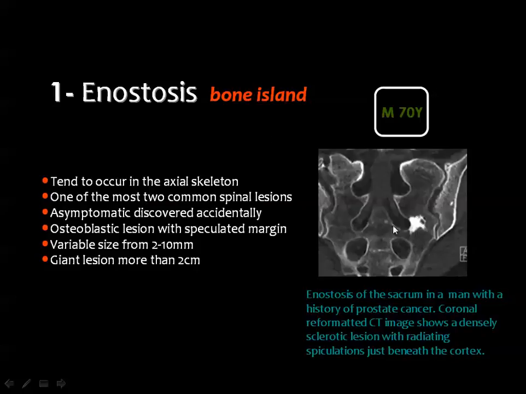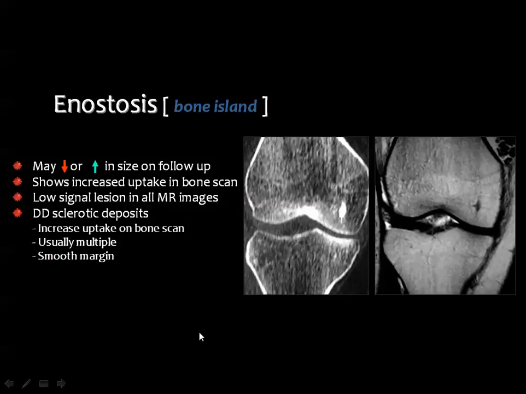And if you look at the bone island, you will see that the margin is serrated, which is the opposite of the margin of a sclerotic bone deposit. The sclerotic bone deposit will have a smooth outline, but the bone island will have a spiculated margin. And this is one of the major differentiating points between bone metastasis and the bone island.